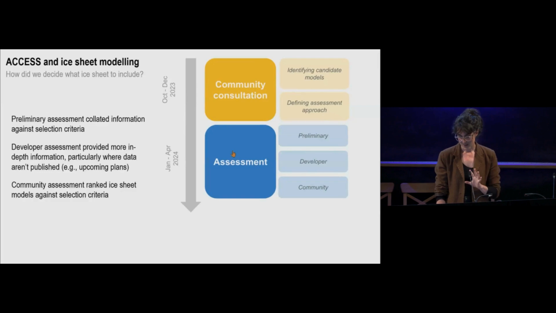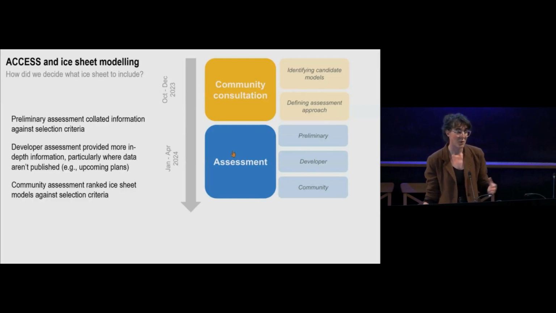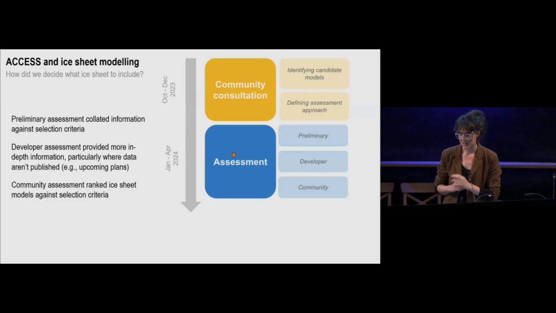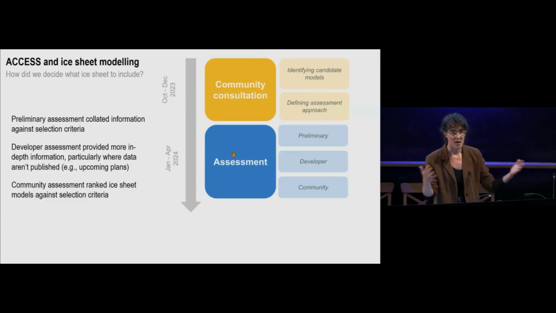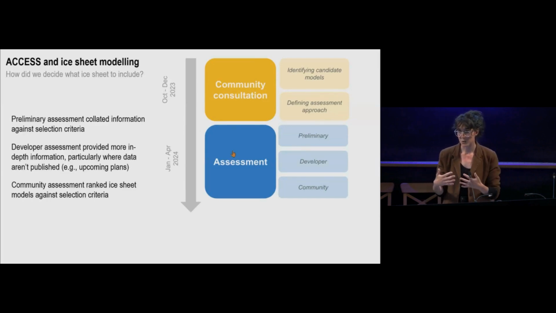We then went through an assessment stage. So the preliminary phase of that was to compile as much information as we could on each of our 3 shortlisted models against each of the selection criteria that we had. We then contacted and had quite an in-depth consultation period with the developers to provide more information, particularly where data weren't published. So, what's on the horizon for development in the next 5 to 10 years? We don't want to exclude a model because it doesn't meet one of our essential criteria if it turns out that that is about to happen. So actually, that developer assessment was not just the 3 shortlisted models; it was all of the models on the 15 ice sheet model list.